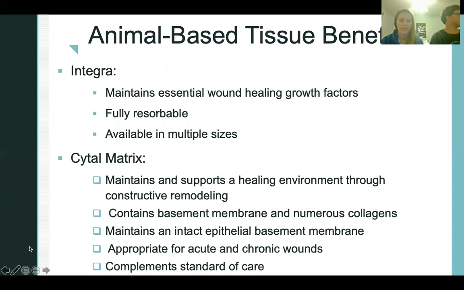So on to the animal-based tissue benefits with Integra. It maintains essential wound healing growth factors. It's fully resorbable, and then it's available in multiple sizes, so that's good for small wounds and large wounds. The Cytol matrix maintains and supports a healing environment through constructive remodeling. It contains basement membrane and numerous collagens, maintains an intact epithelial basement membrane. It's appropriate for both acute and chronic wounds, and then it also complements the standard of care.